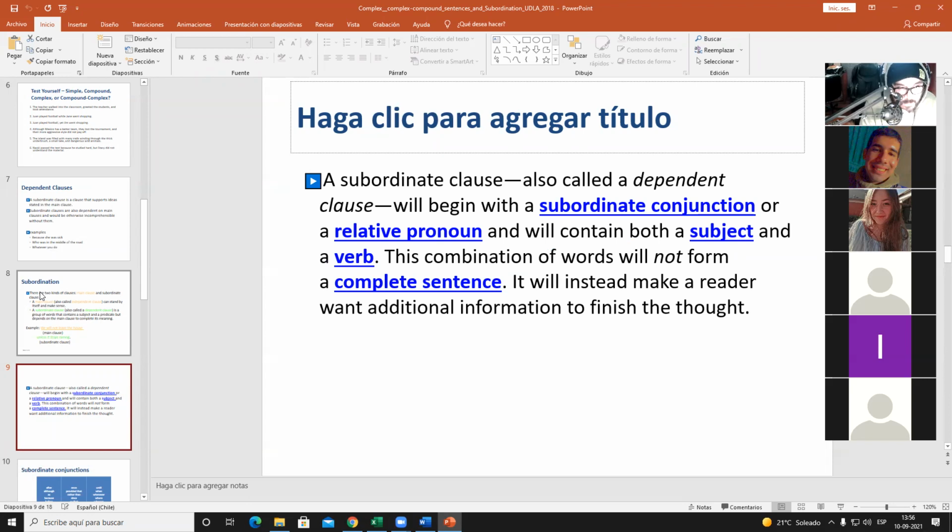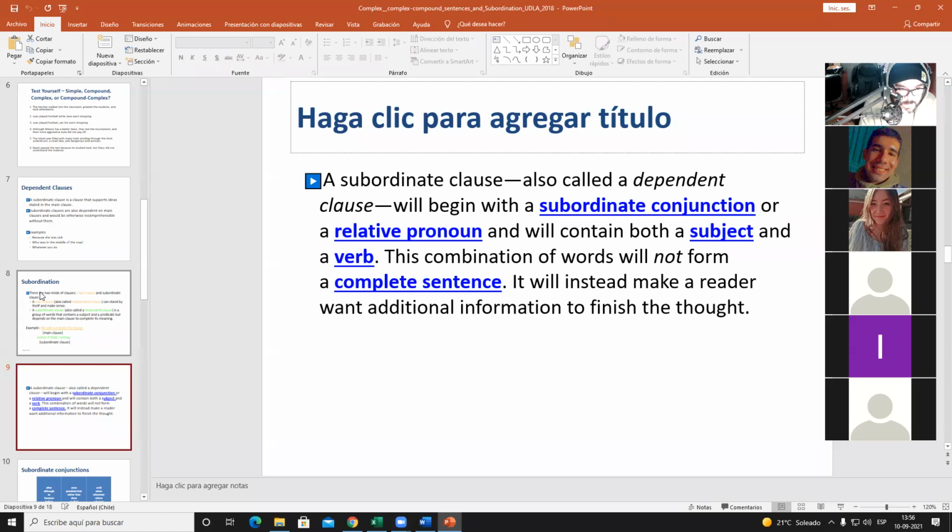Okay, therefore, a subordinate clause, also called dependent clause, we know that, will begin with a subordinate conjunction, we know that, or a relative pronoun, we didn't know that, okay? Relative pronouns, and will contain both a subject and a verb. I would say that a dependent clause will contain all of the possible valency patterns out there. So you can have subject, verb, object, subject, verb, complement, and so on and so forth.